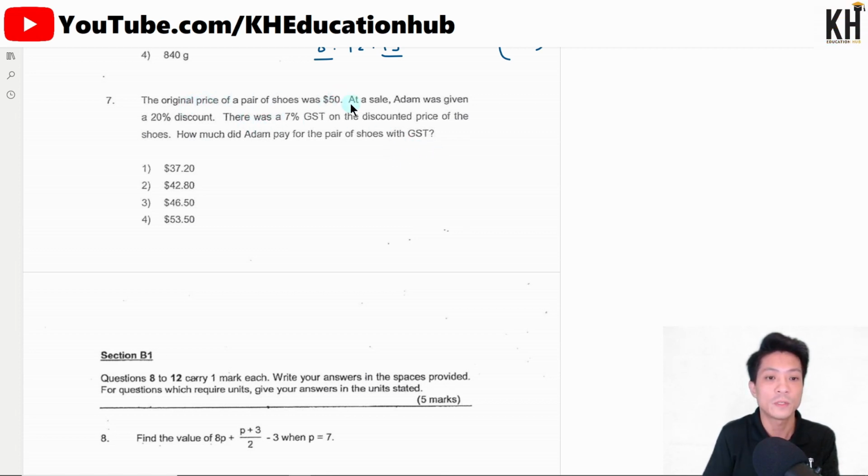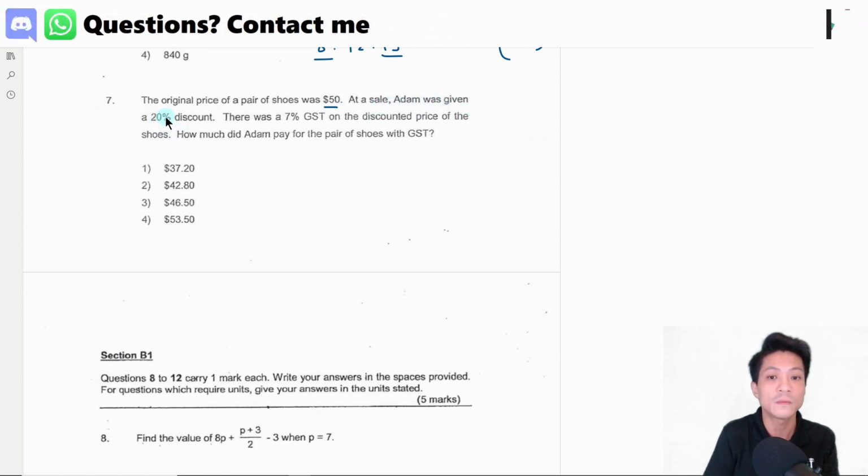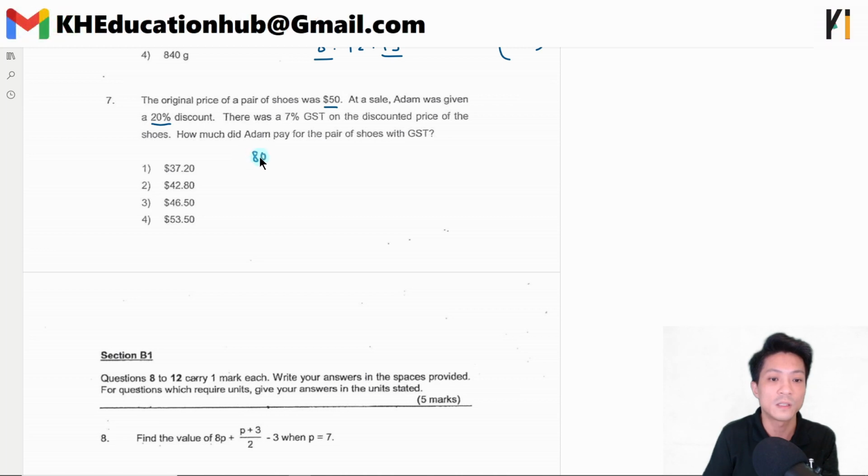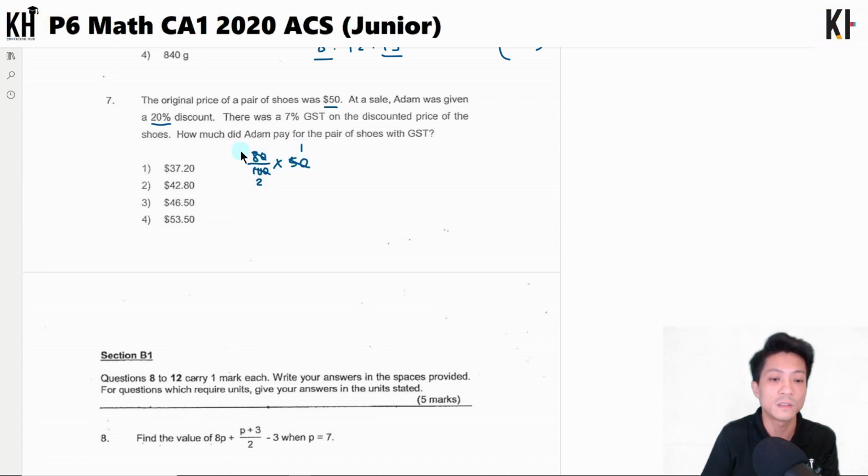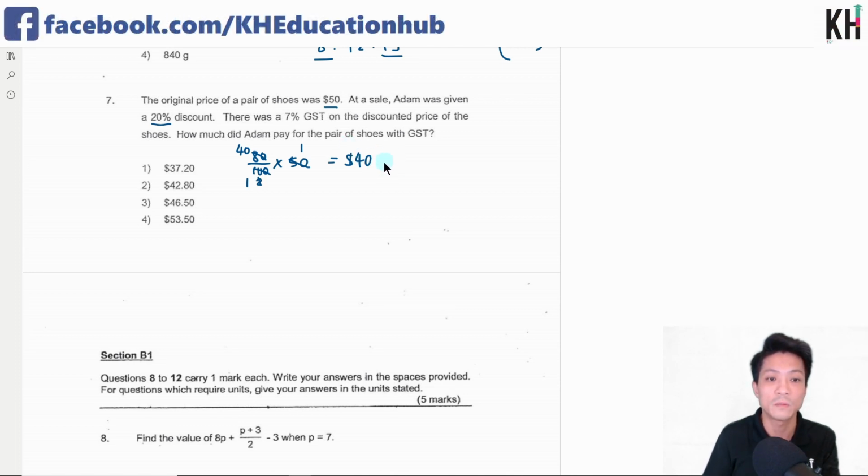The original price of the shoes is $50. After a sale, Adam was given a 20% discount, which means that the after-discount price will be 80%, and we're going to find what is 80% of 50. Divide by 50, divide by 50, divided by 2, divided by 2. It's going to be $40. This is the after-discount price.